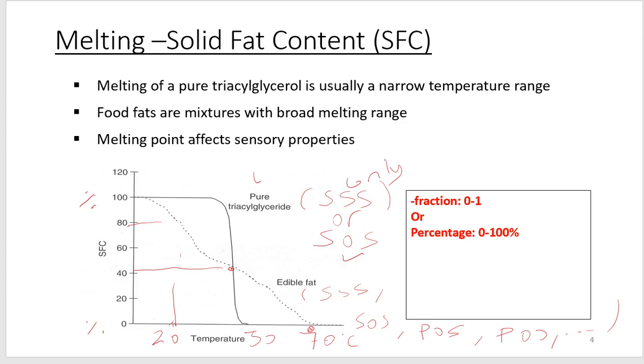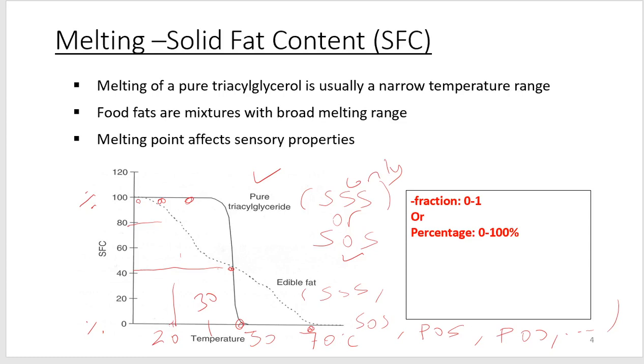So when we look at the pure one, we see 0 solid fat content at 50 degrees Celsius. That means it's all liquid. And then let's say this is 30, when we go to 30 degrees Celsius, it's 100% solid. 20 degrees Celsius, again 100%. 10, it's again 100% solid at those temperatures. So it's sharp, it's a very narrow range because we only have one triglyceride, only one type.